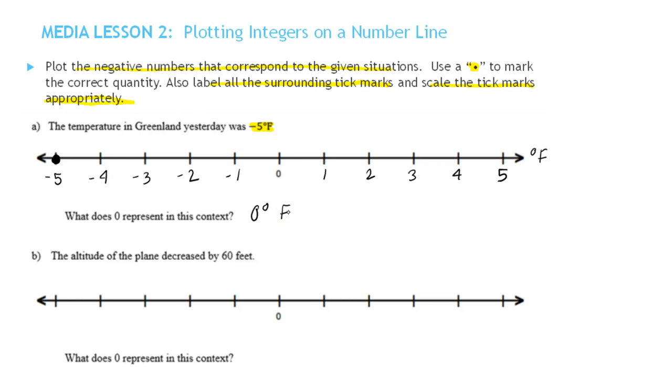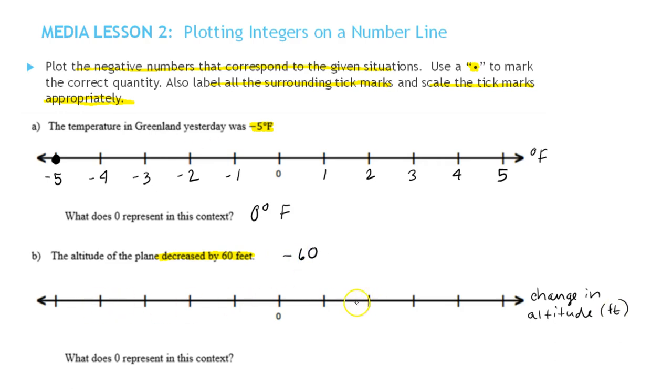Now let's look at the next question. The altitude of the plane decreased by 600 feet. So if we consider this number line as representing the change in altitude of the plane, and I'm going to put in parentheses feet because that tells us what we're measuring it in, then this represents -60.